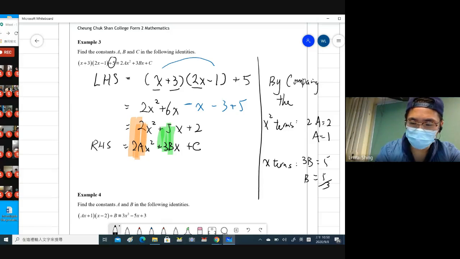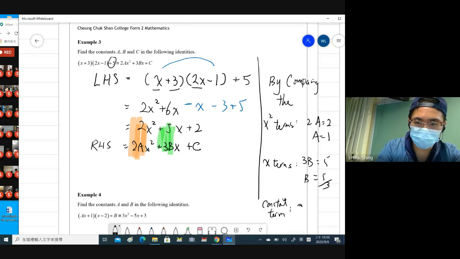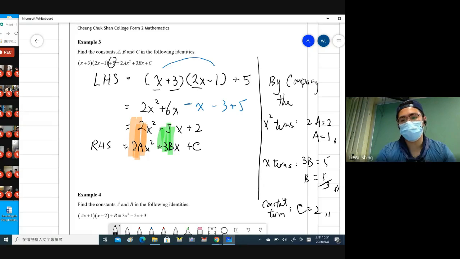Is there any question so far? Is it difficult? Sure. b equals 5 over 3. And then the last one, the constant term. You know that c equals 2. Finish.